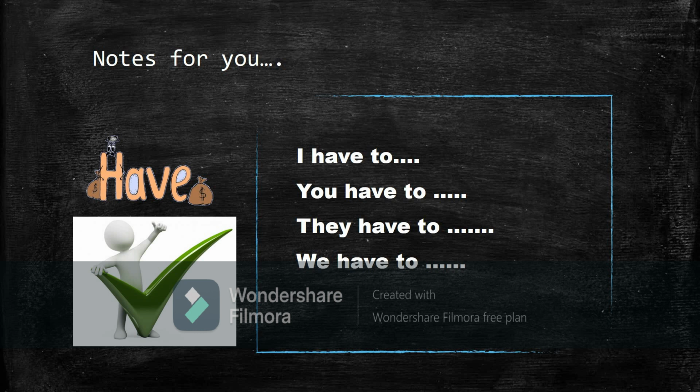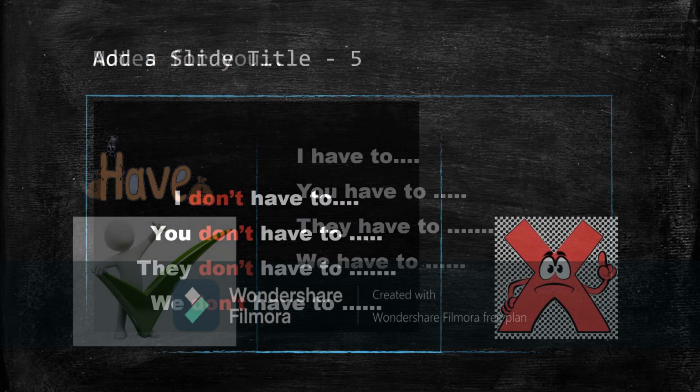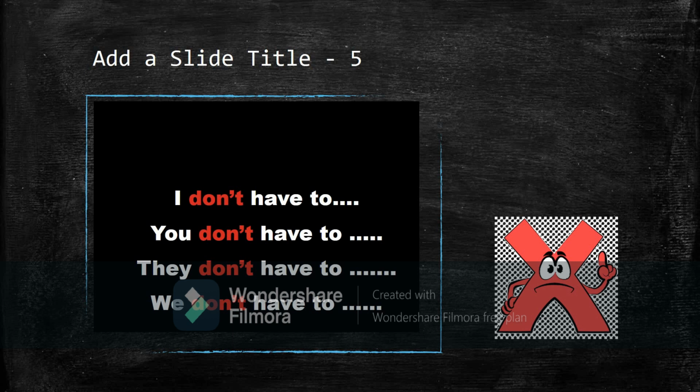To be precise, now let's look at this. Have to, we can use for the words I, you, they, and we. So if you want to do it, you must do it. So you say, I have to, you have to, they have to, or we have to. For the things that you don't want to do or don't have to do, you can say, I don't have to, you don't have to, they don't have to, or we don't have to.